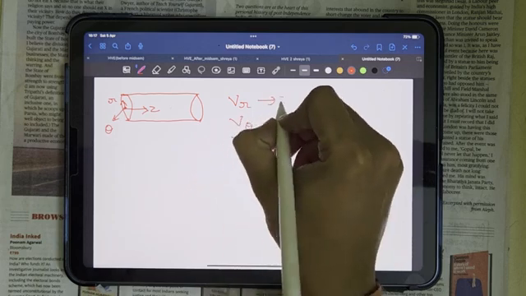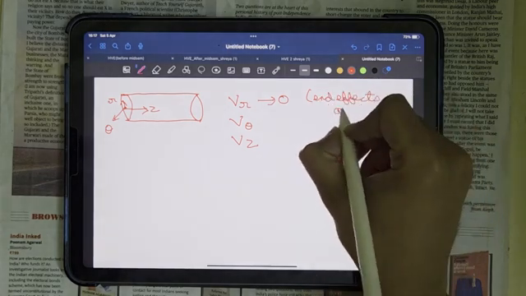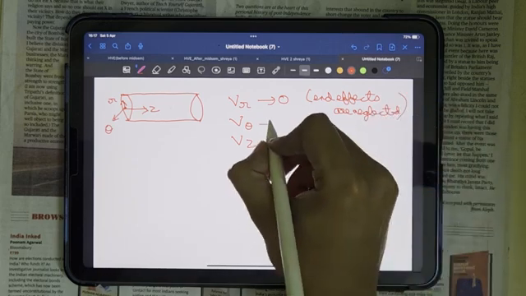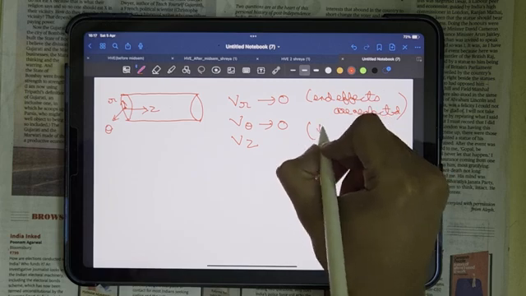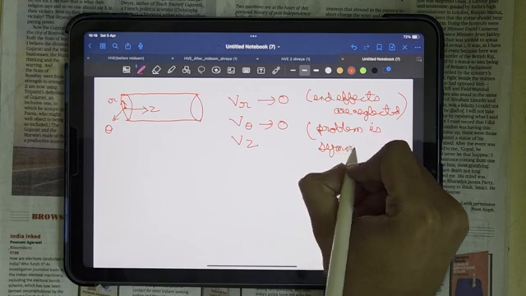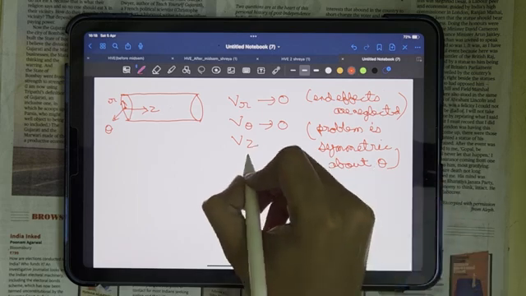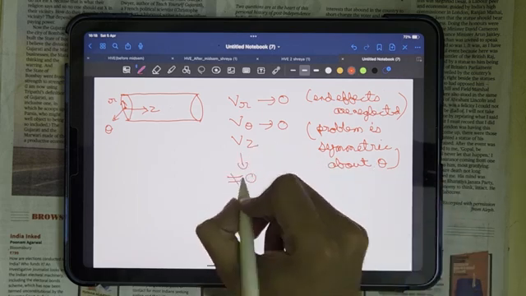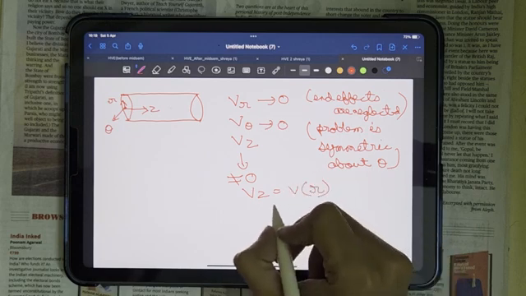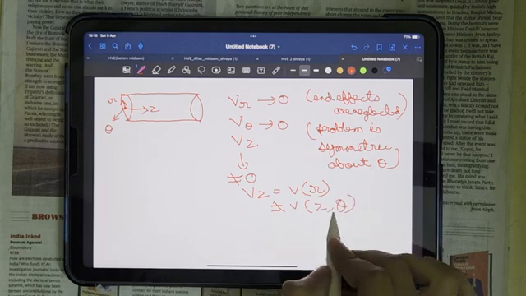So Vr will be 0 as end effects are neglected. V theta will be 0 as the problem is symmetric about theta. Vz will be non-zero, and Vz will be a function of r only. It is not a function of z and theta. This is a very important point to note down.